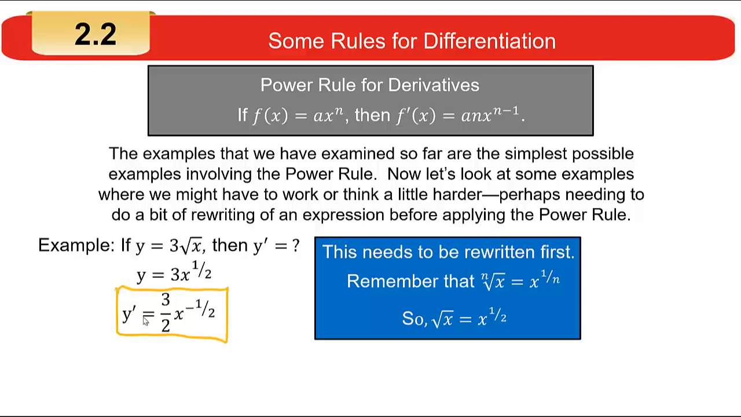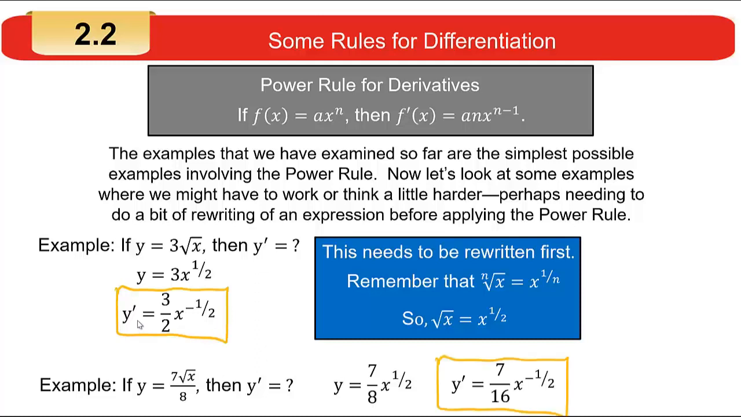Well, what is 1/2 minus 1? 1/2 minus 1 is 1/2 minus 2/2, which is negative 1/2. And this one, y is equal to 7 times the square root of x over 8. What is y prime? Again, that doesn't look like the power rule, but if you think of the square root of x as x to the 1/2, you can rewrite that as 7/8 x to the 1/2. And once you do that, you can see the power rule does apply. And you multiply 1/2 times 7/8 is 7/16, and then you subtract 1 from 1/2 and you get negative 1/2.